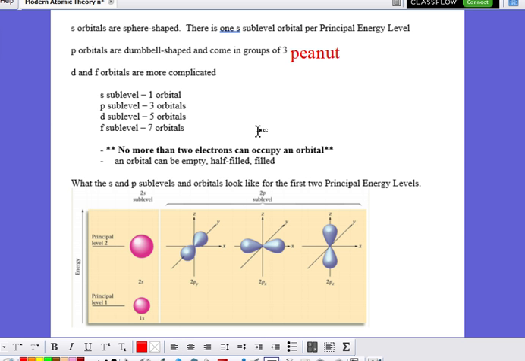And then the d orbitals are those wacky shapes. There's 5 of them, and the f sublevels are also 7 wacky shapes. And sometimes there's only 1 electron. Maybe you run out of electrons, so it's half filled. Sometimes it's all the way filled.